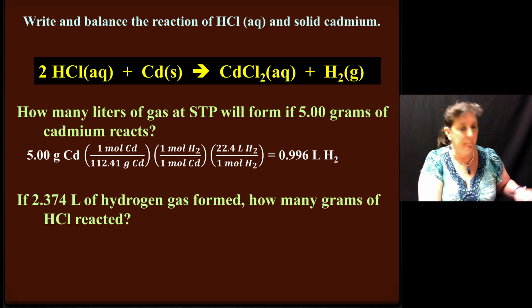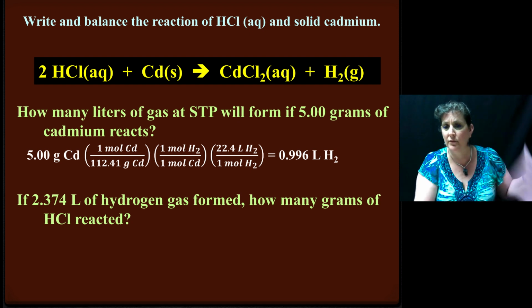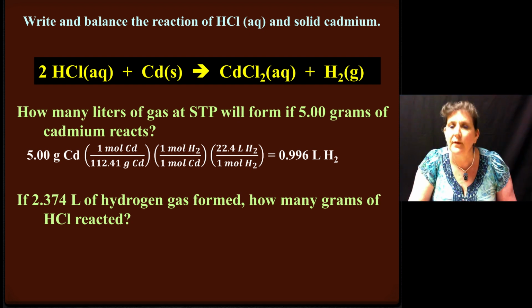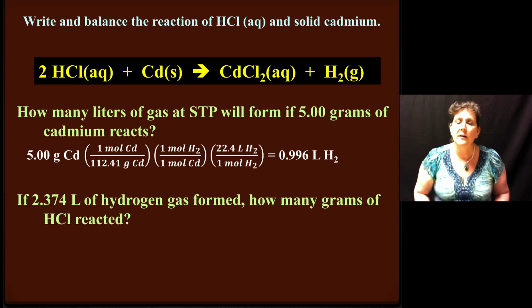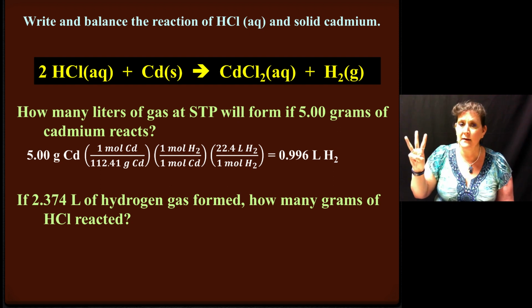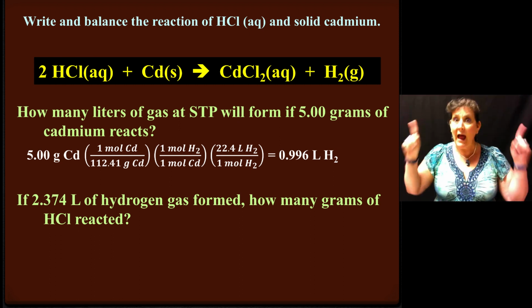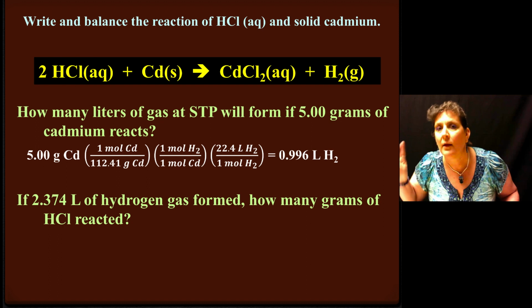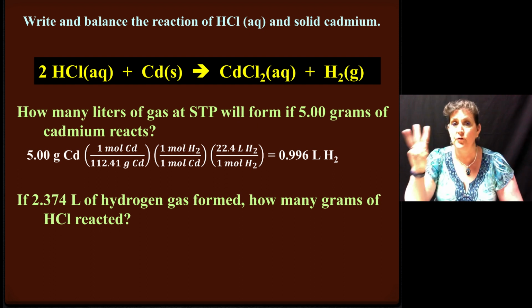We got that from the back of our periodic table. 22.4 liters in a mole of gas. Moles of hydrogen cancel out. We're left with liters of hydrogen. When you put that into your calculator, you get 0.996 liters hydrogen, 3 sig figs. Because of the 5.00 and because of the 22.4, that only has 3 sig figs as well. So 22.4 counts in your sig figs as 3.